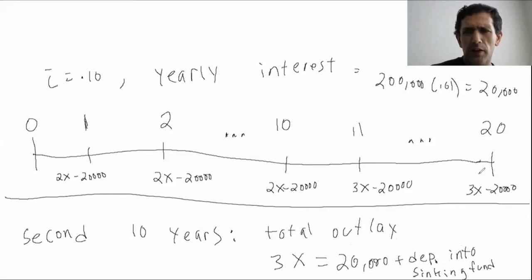Okay, and so now this is a pretty straightforward setup here. So the accumulated value of this whole entire annuity here has to be $200,000. That's the whole point of a sinking fund. You're taking the accumulated value of the sinking fund and paying off the principal with that. All right.